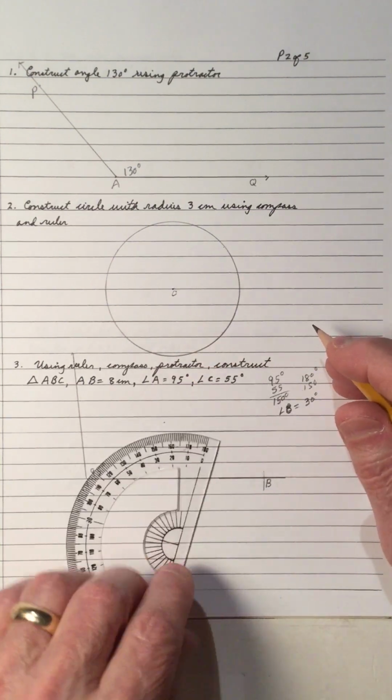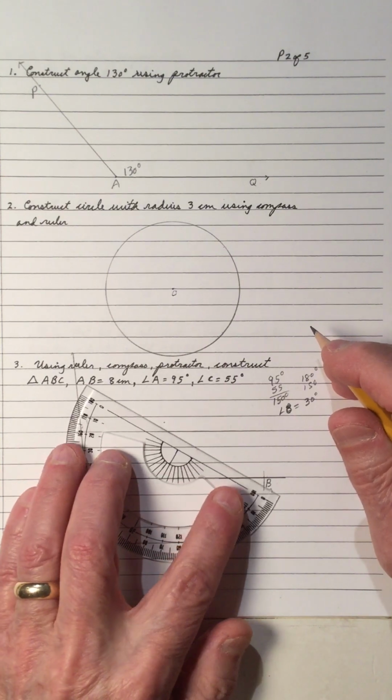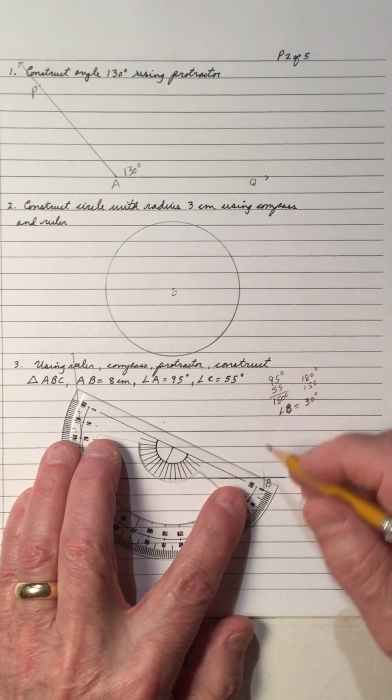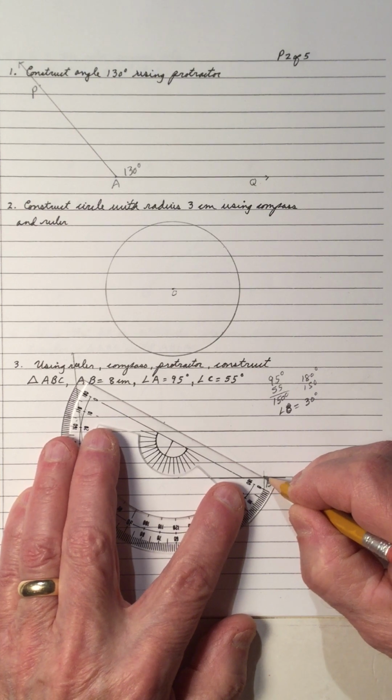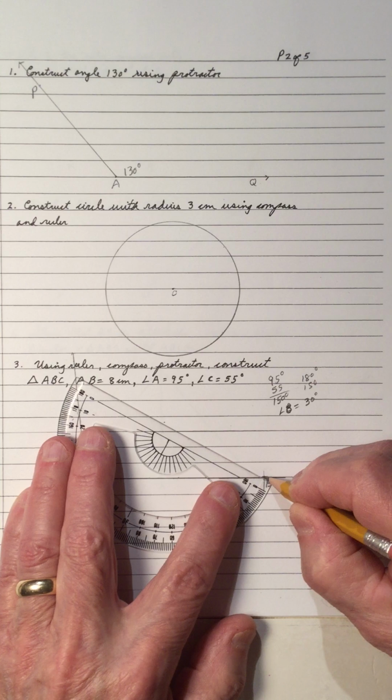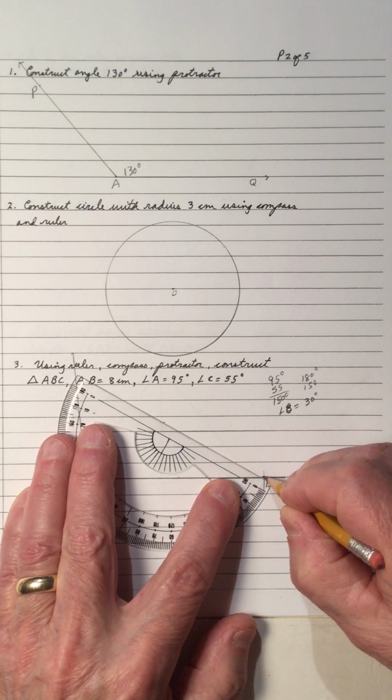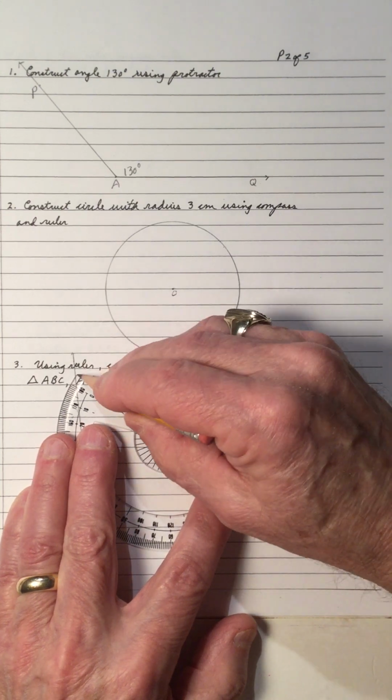So we line up, and the protractor is long enough to do it. I did not have to use my ruler, it was just the right length. And here it is.